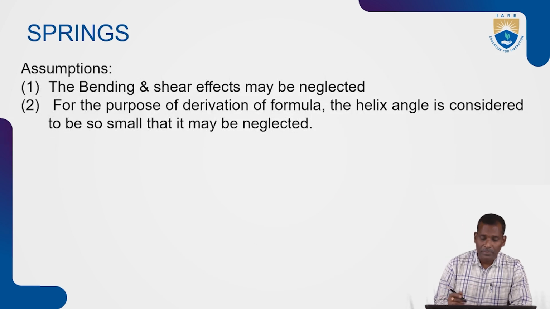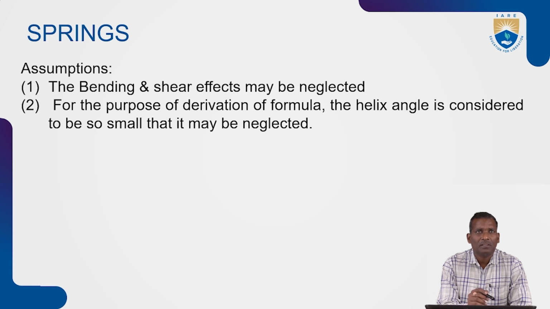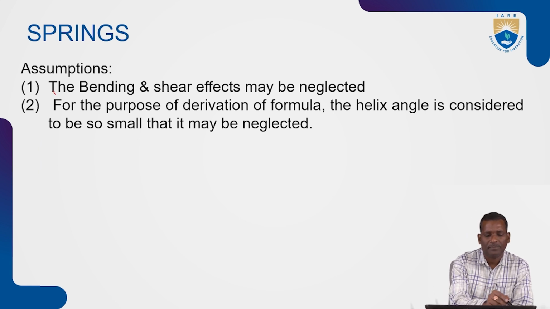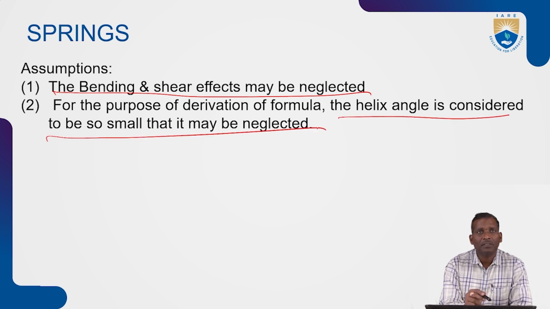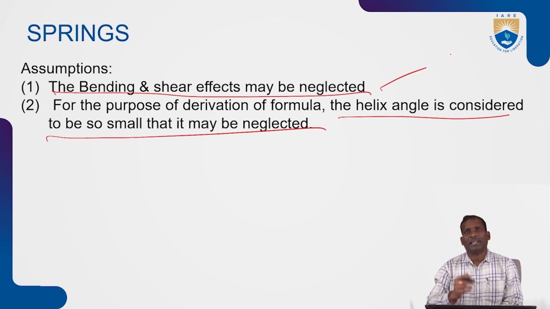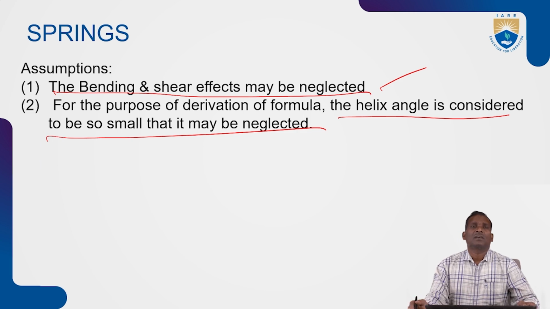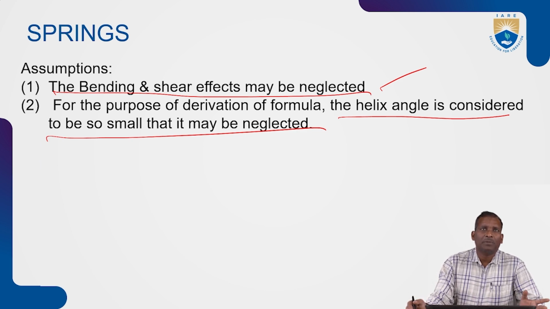So we need to make some assumptions. The bending and shear effects may be neglected. For the purpose of derivation of the formula, the helix angle is considered to be so small that it may be neglected. Why? Because it is a very small angle.